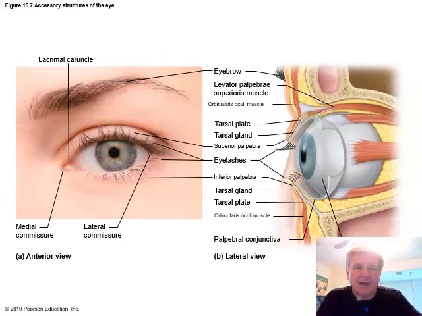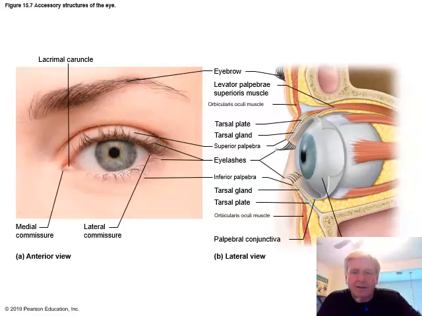The other side of the eye is called the lateral commissure. The eyelids are also called the palpebra, and the muscles in the eyelids will contain the palpebral muscles with plates and glands called tarsal plates and tarsal glands. And then you can see these tarsal glands and tarsal plates within that palpebra, which is your eyelid, your upper eyelid and lower eyelid.